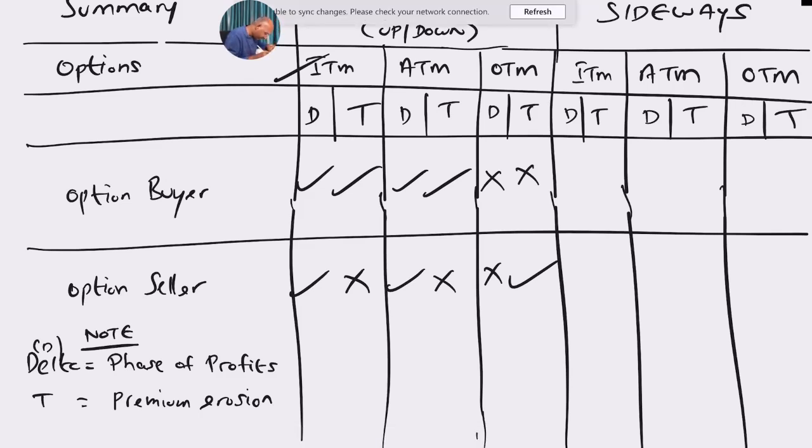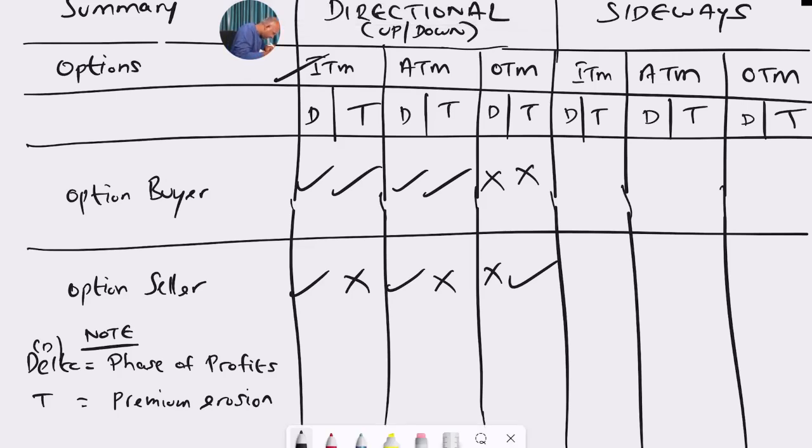For an option buyer in sideways market, he is not going to make any money because an option buyer always needs to have a directional view, right? So in a non-directional sideways market, an option buyer, irrespective of whichever option he is going to choose, will not make any money, so not applicable.